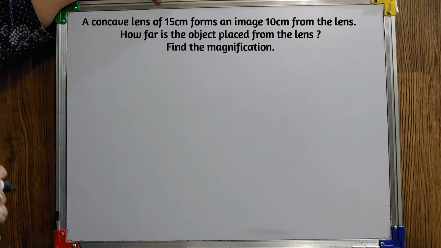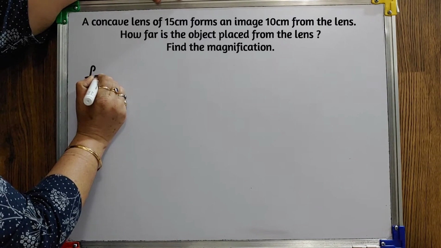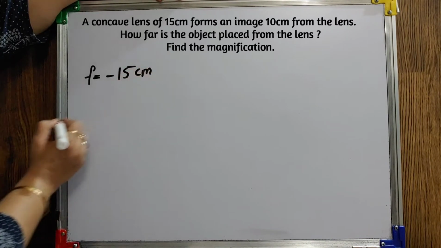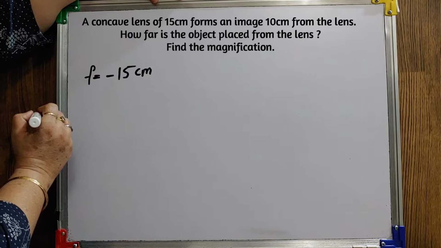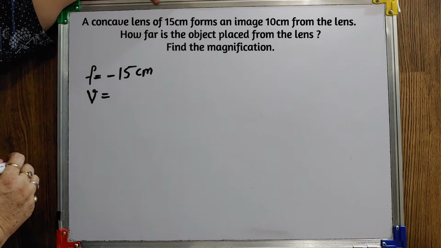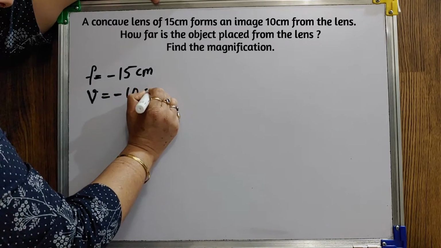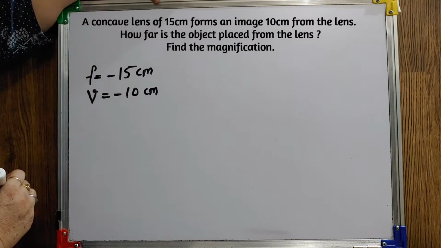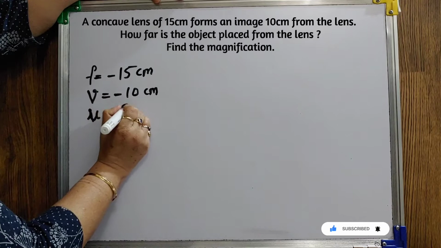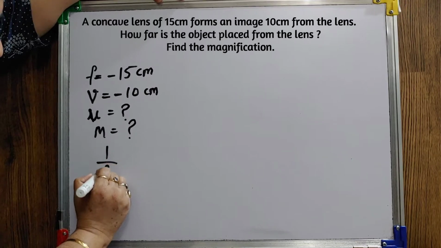Now next one, a concave lens of focal length 15 centimeter. Concave lens means focal length is negative, so you have to take minus 15 centimeter. It forms an image 10 centimeter from the lens. Concave lens, so the image is also on the left hand side, so that is also negative, so minus 10 centimeter. How far is the object placed? Also find the magnification.